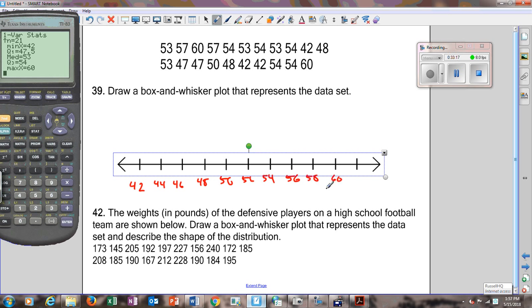Okay. So your lowest number gets a dot, your highest number gets a dot. Q1 is 47.5. That's looking like it's right here. Your median is 53. It's looking like it's right there. Q3 is 54. It's right there. So then we can connect them all. Then you draw a line to your dot. And that's your box and whisker plot. All right. Second one.